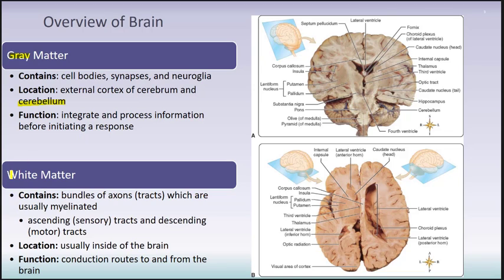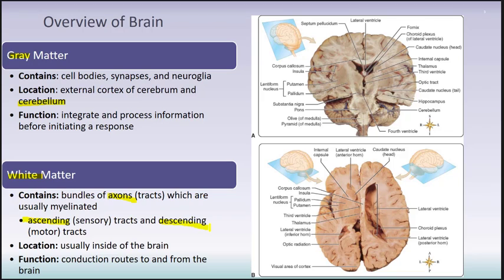The white matter consists mainly of bundles of axons, which we call tracts, that are usually myelinated. And remember, myelin is that covering around a nerve axon that's made out of fat that gives it its white color, and that's one of the differentiating features between white and gray matter in terms of color. And myelin will help with conduction of action potentials so that they're faster. We have ascending and descending tracts.